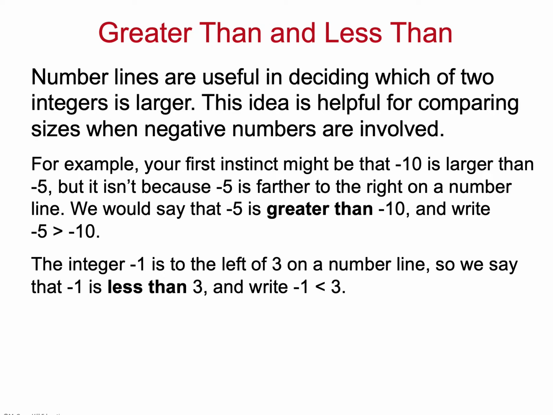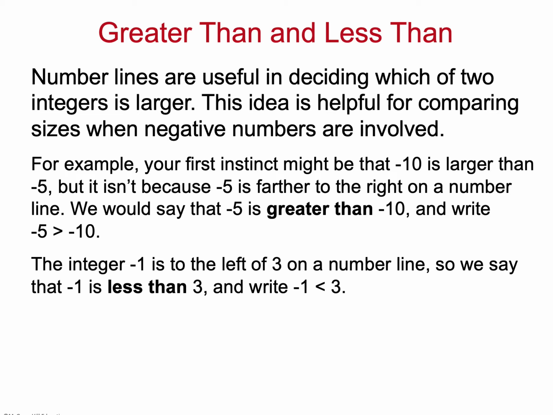When we start comparing numbers with greater than or less than, your first instinct might be to say that -10 is bigger than -5. But that's actually not going to be accurate. -5 is actually greater than -10, because the larger the negative number, the smaller the value actually is. The integer -1 would be to the left of +3, so we would say that -1 is less than 3. And there's a common phrase that's used here: the alligator eats the larger number.